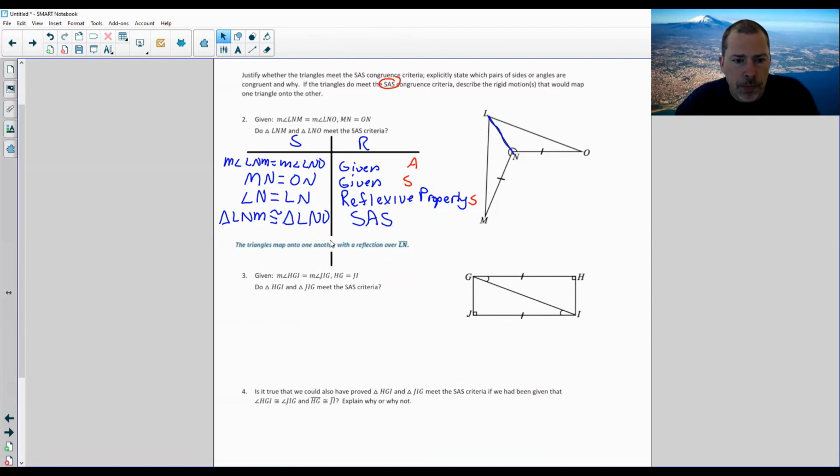Move this up. So the triangles map onto one another with a reflection over Ln. So that's what it said up here with the congruent criteria. Describe the rigid motions that would map one triangle onto the other. Since these two are touching, we would reflect one triangle over side Ln onto the other. Okay. All right, number 3.